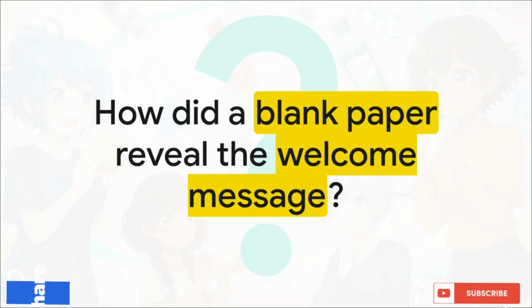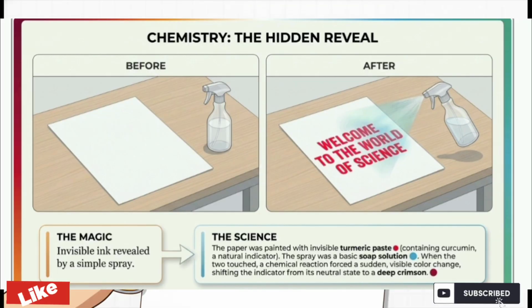Okay, so bringing everything we've talked about today full circle. How exactly did that blank white paper reveal the welcome message for Ashwin and Kirti at the science fair? The invisible ink was actually just a basic soap solution. The students wrote their message on the paper using soap, which dries completely clear.